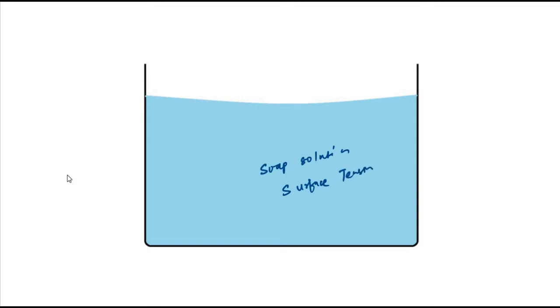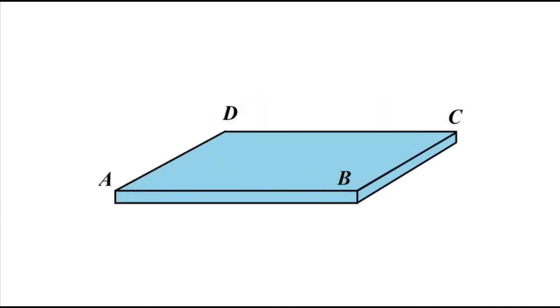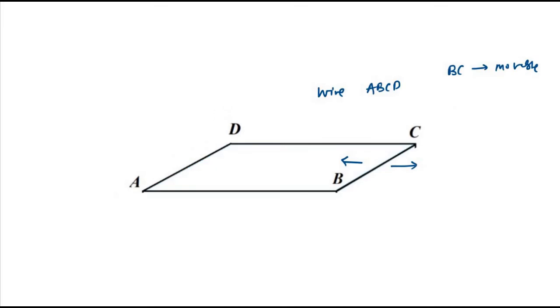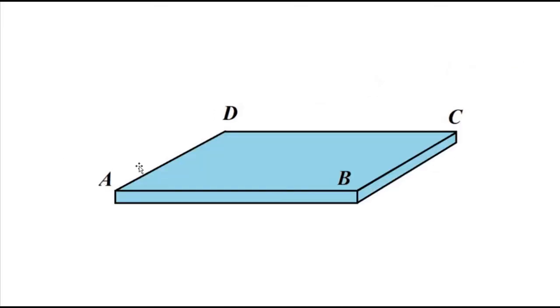Okay, it is dipped in this soap solution, as a result of which a thin film is formed on the wire. The thickness of the film you can ignore. Please, thickness is ignored for this discussion. Film thickness is negligible. So we are concerned with the movement of this film.